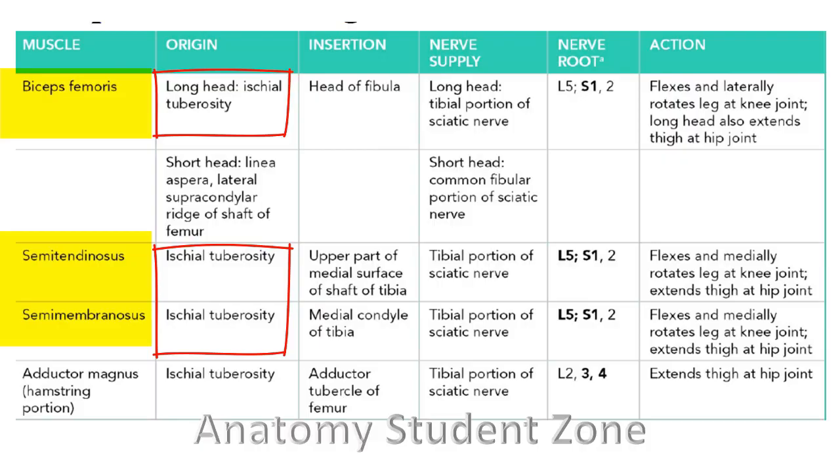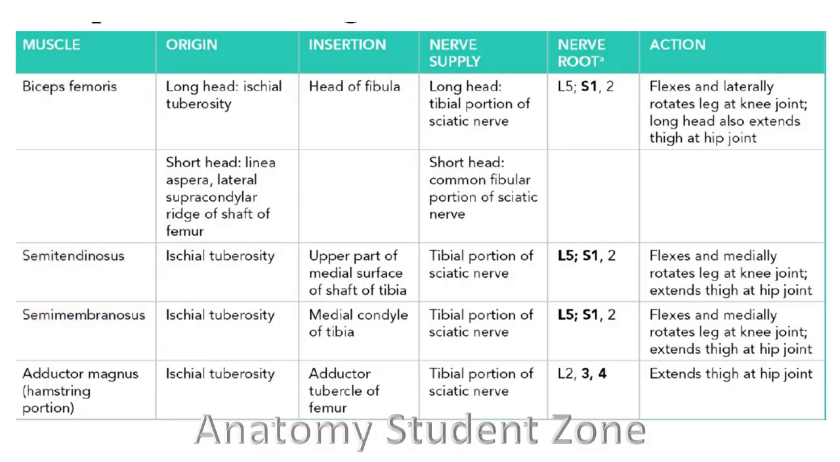Now just one muscle of the posterior compartment is left, and in a previous video you have seen that muscle is the short head of biceps femoris. Now I will tell you what important points you have to remember regarding this muscle, how you can identify the short head of biceps femoris on a dissection.